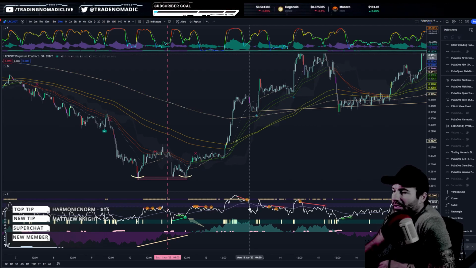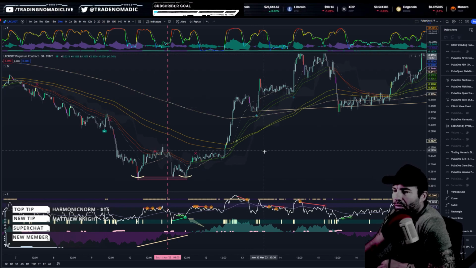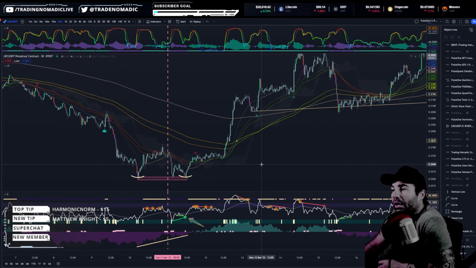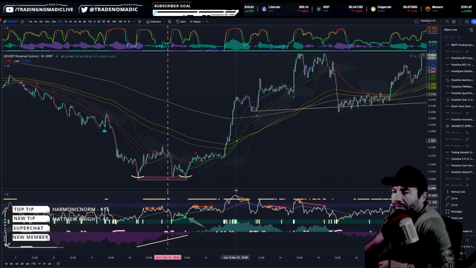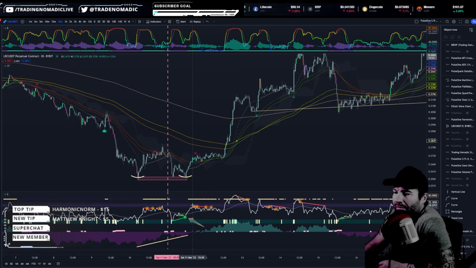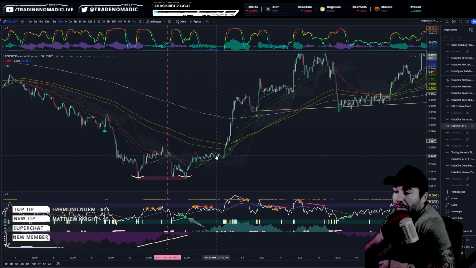That's another thing that would tell me, hey, maybe it's time to take some profits or look for at least some type of correction to come off of it. Same thing here. If you would have seen the RSI showing bearish divergence, granted it didn't pull back a lot here, but it could have.